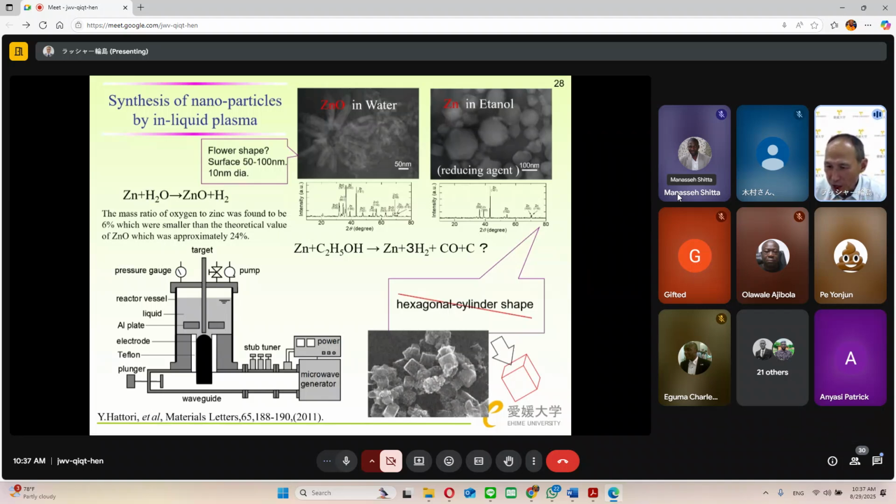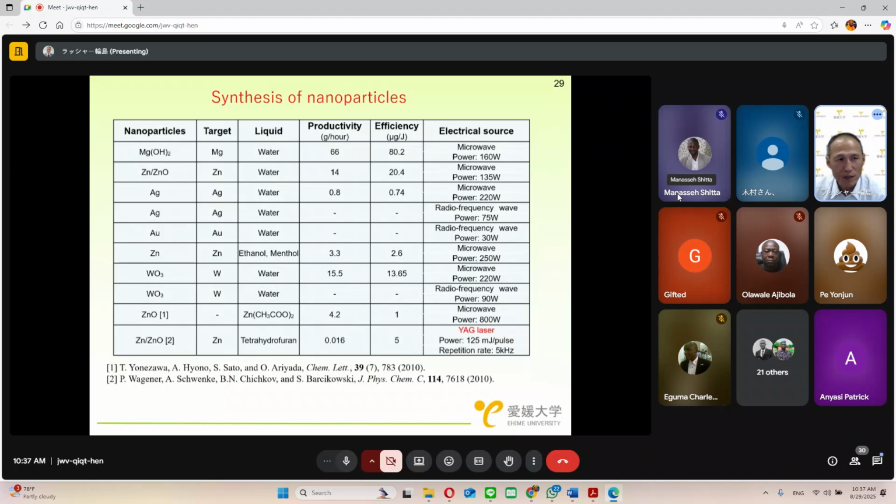So it is believed that the rapid cooling effect of plasma influences crystal formation. However, the mechanism behind this process is not yet fully understood. So this table shows the example of the nanoparticles that we have synthesized using a liquid plasma. In addition to zinc, we have also successfully synthesized gold, magnesium, tungsten, or metal. Recently, we succeeded in synthesizing copper nanoparticles as well.